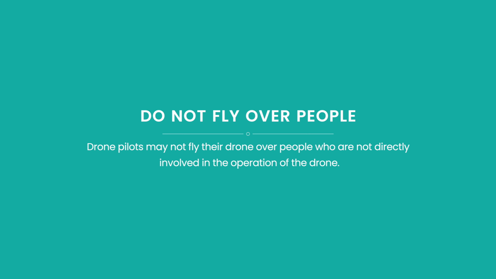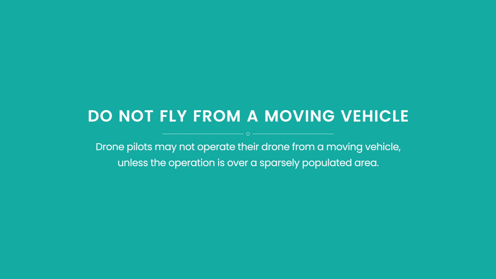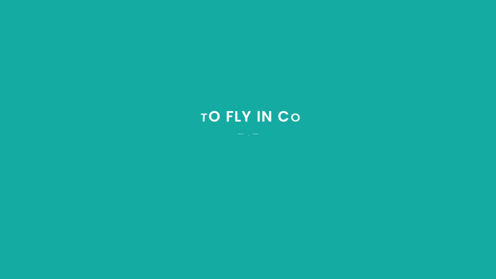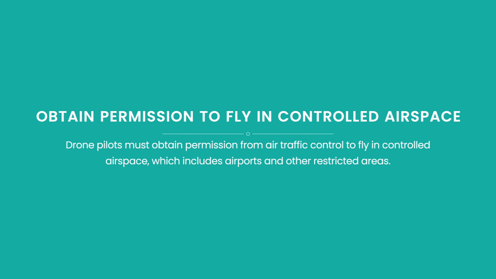Do not fly over people. Drone pilots may not fly their drone over people who are not directly involved in the operation of the drone. Do not fly from a moving vehicle. Drone pilots may not operate their drone from a moving vehicle unless the operation is over a sparsely populated area. Obtain permission to fly in controlled airspace. Drone pilots must obtain permission from air traffic control to fly in controlled airspace, which includes airports and other restricted areas.